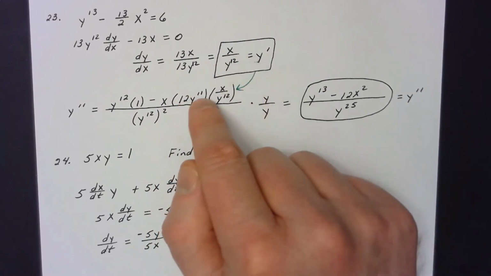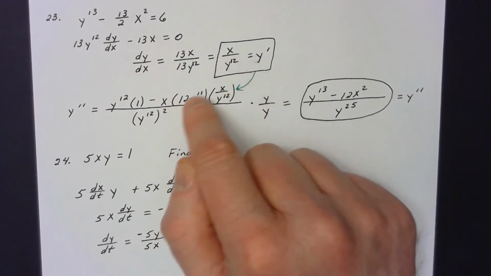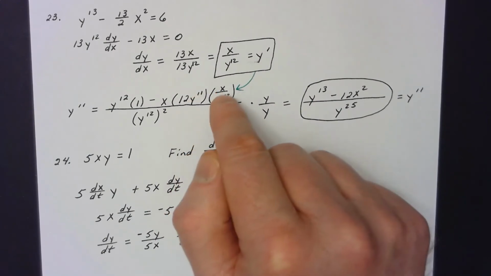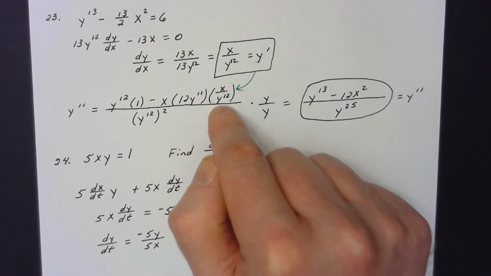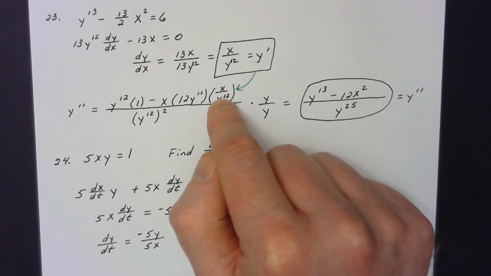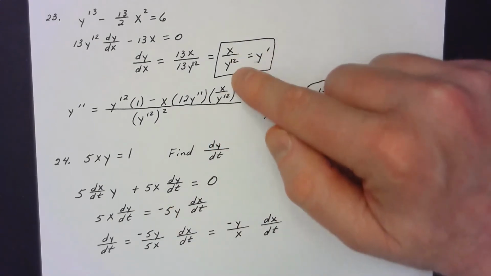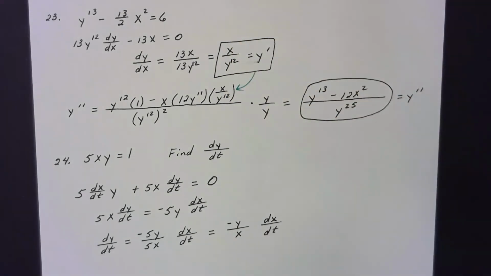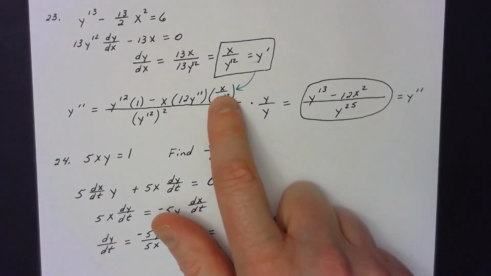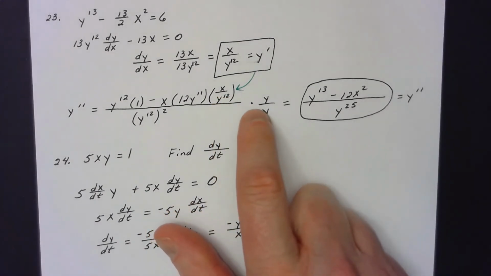So that's going to be 12 times y to the 11th power, and then times the derivative of y with respect to x. But instead of putting a dy/dx there, I'm going to put what I know it's equal to. So I substituted x over y to the 12th in for the first derivative there. And then I just needed to simplify.